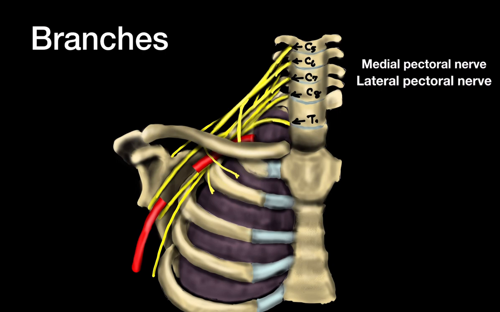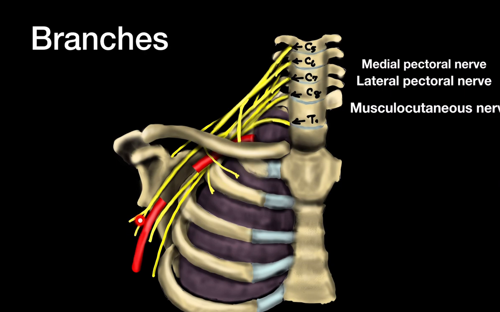Now, the other branches of the cords are around the third part of the axillary artery. You can see the lateral cord giving a lateral branch here. This is called the musculocutaneous nerve, and this musculocutaneous nerve supplies the flexors of the elbow joint.